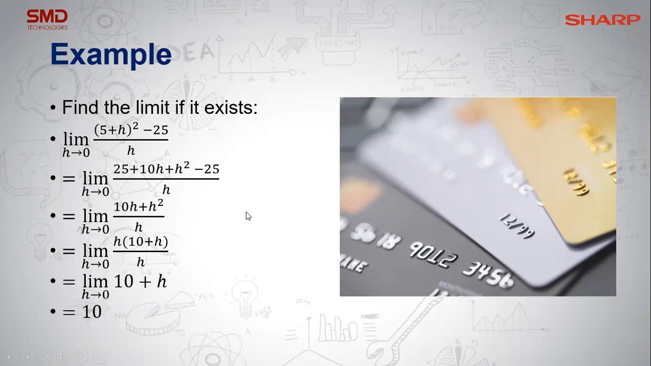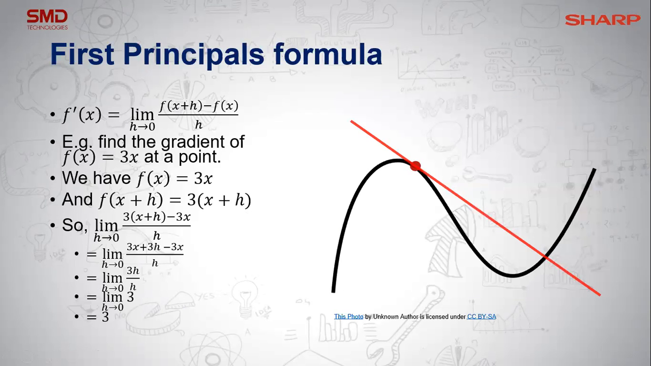That's basically the limits. And then from limits, we derive the first principles formula. So we're still using limits for first principles. What we're doing is taking the graph's equation and adding a tiny little h, which we're making tend towards 0. In other words, we're looking for the gradient at a point on the graph. I've just chosen a very simple example of 3x to work through this.